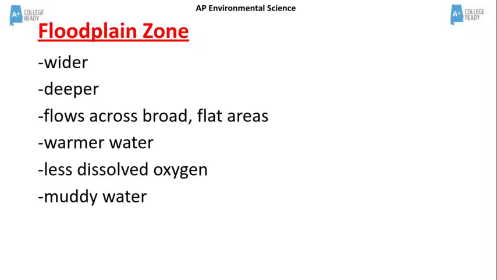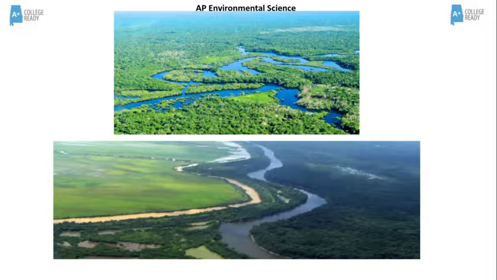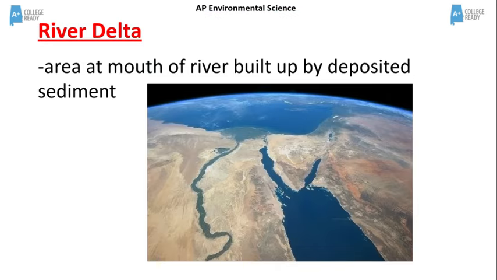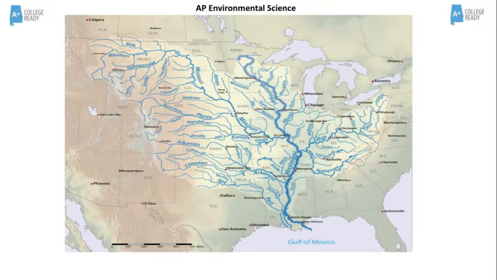The floodplain is wider and deeper than the transition zone. The stream flows across broad, flat areas. The water is warmer and murkier and contains less dissolved oxygen. Notice the curving path of the stream in the floodplains. The river delta is the mouth of the river where it empties into the ocean. The river delta is built up by deposited sediments carried in the river. This picture shows the Nile River and its river delta. This is a diagram of the Mississippi River floodplain and drainage basin. It covers most of the central United States.